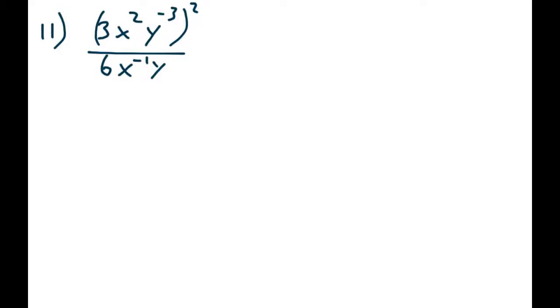Right, we get a few more. All right, 11. Everything in that numerator, since it's in parentheses, is going to the second power. The 3 has to go to the second power. The x squared has to go to the second power. And the y to the negative third goes to the second power. Denominator, just leave it the same.